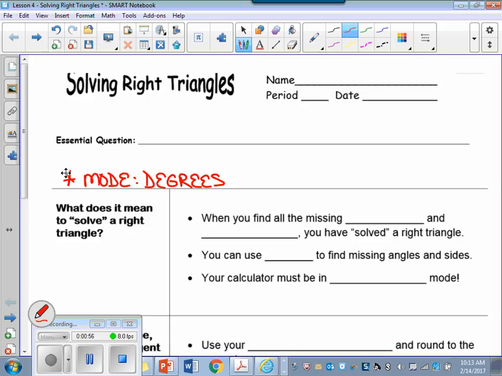If you don't put your mode in degrees, all of your answers will be wrong. That is very painful on tests and quizzes. You do not want that to happen to you. All right, so our essential question is, how do I solve right triangles?